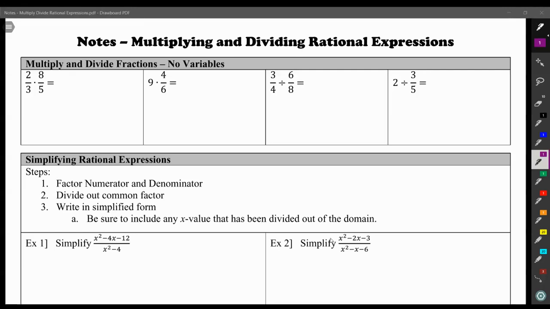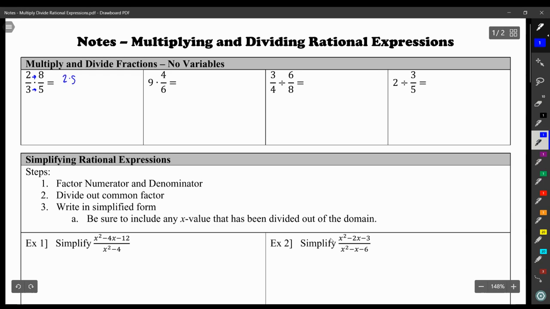Multiplying and dividing rational expressions. So before we multiply rational expressions, let's talk about how to multiply regular fractions together. When you multiply, remember that you simply multiply numerators and denominators individually. So we would really have 2 times 8 over 3 times 5.